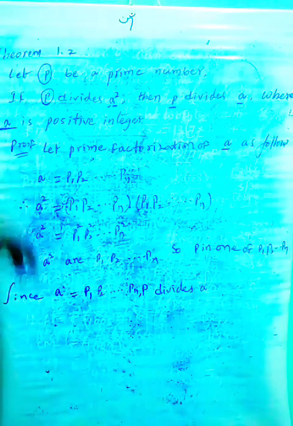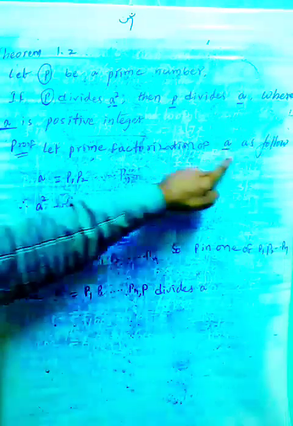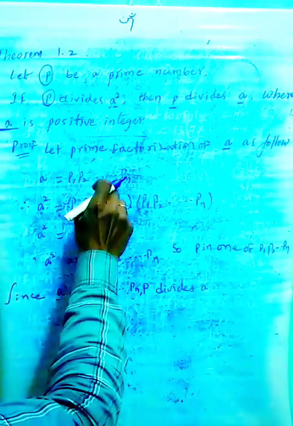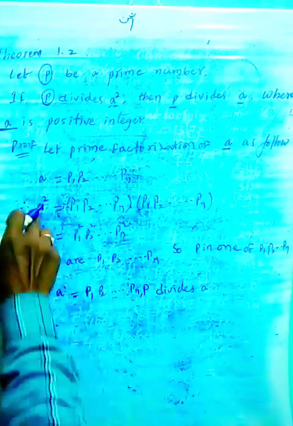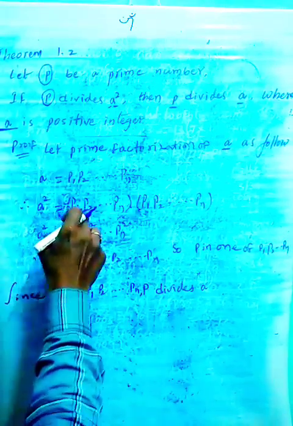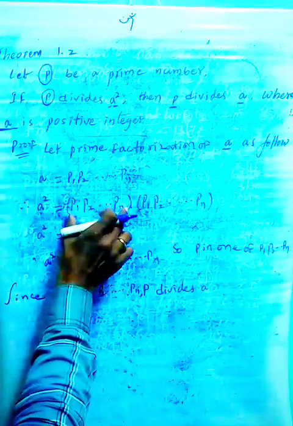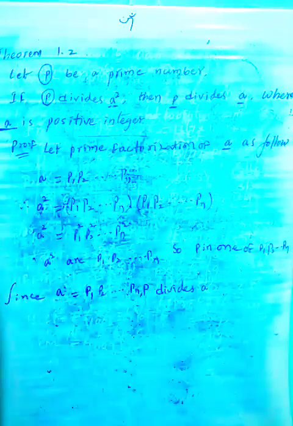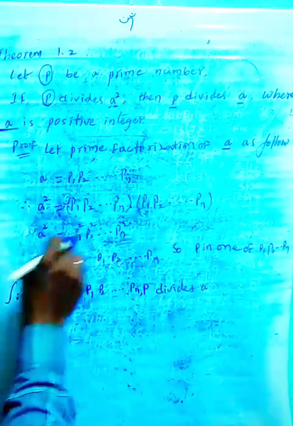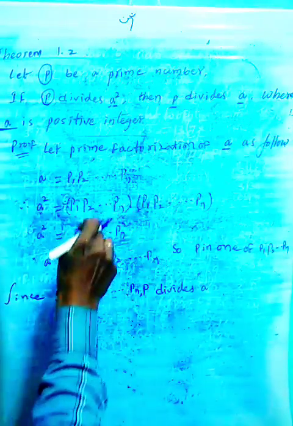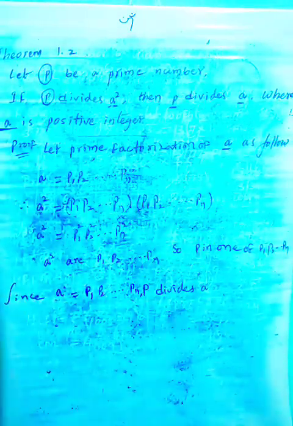Now let's go to the proof. Let the prime factorization of a be as follows: a is equal to p1, p2 and so on pn. Suppose we square both sides. a square means a into a, so we are writing the multiplication twice. Now a square is equal to p1 into p1, p1 square, p2 into p2, p2 square, pn into pn, pn square.